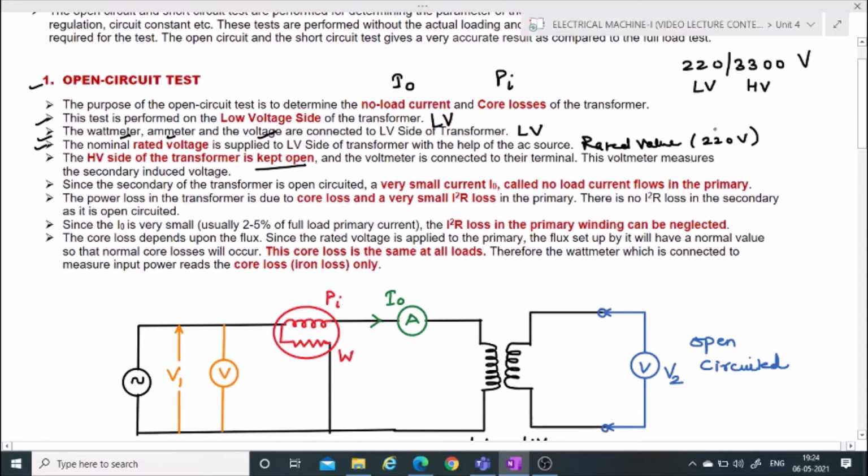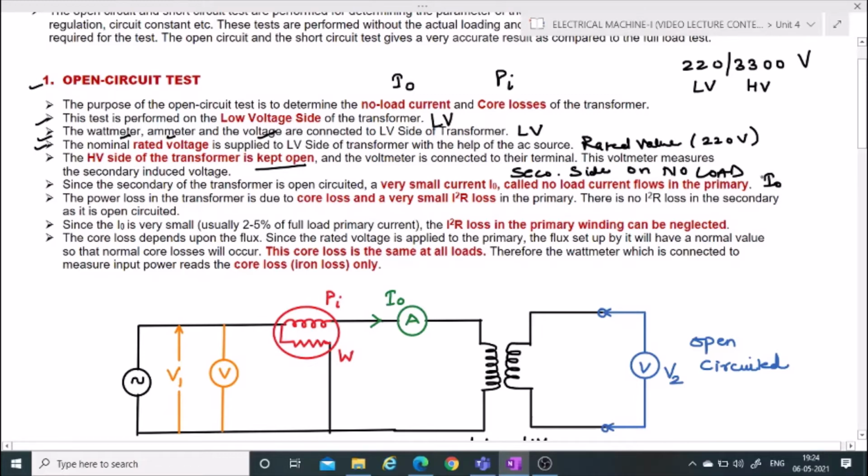Okay, but the circuit of the secondary side will remain open, or we can say that it is at no load. As the secondary is open circuited or at no load, in such condition the current which flows through the transformer is known as the no load current. So the no load current will flow from the primary of the transformer.